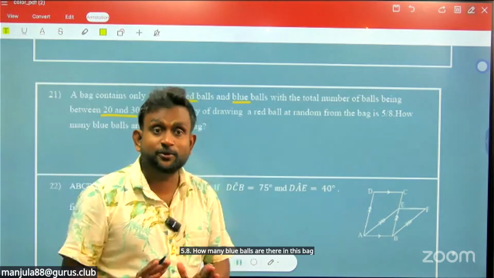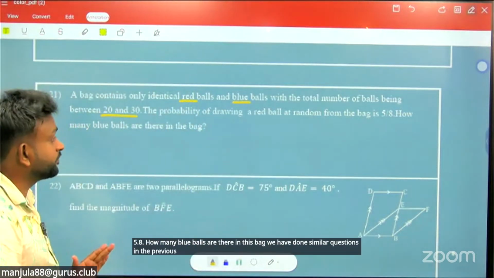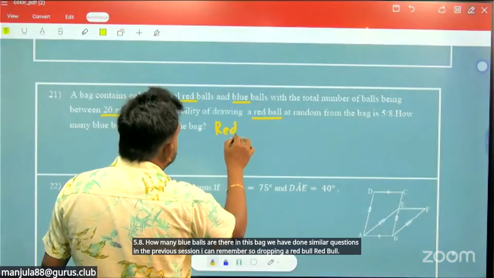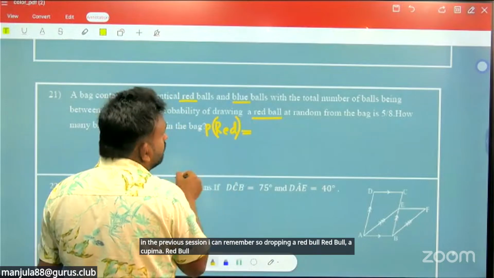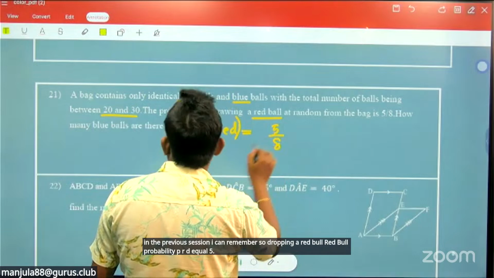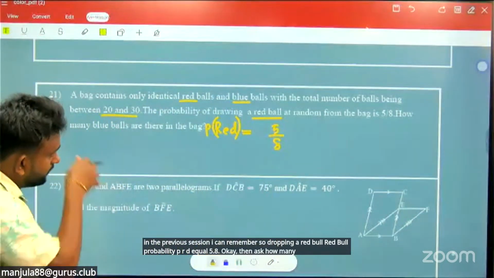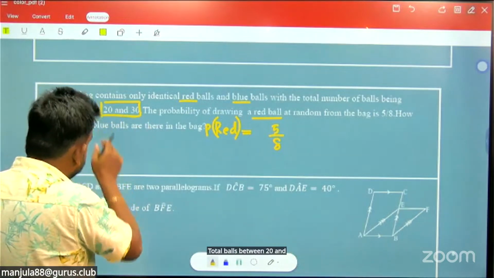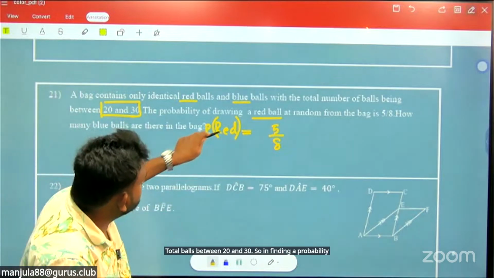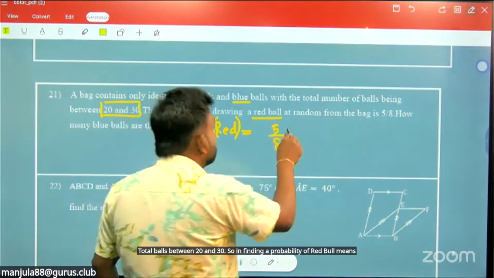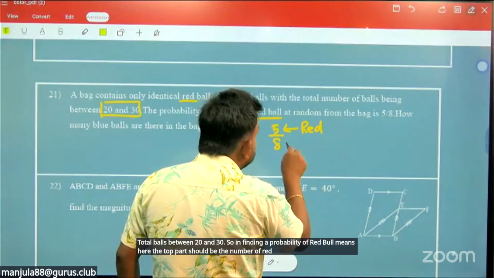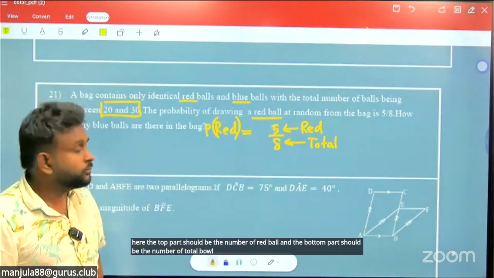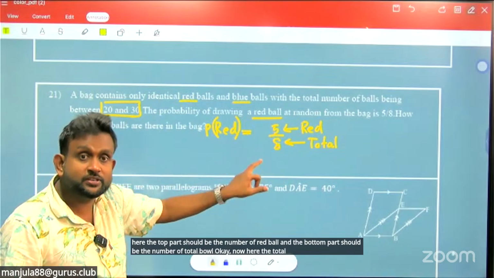We have done similar questions in the previous session, I can remember. So the probability of drawing a red ball, P(red) equals 5 upon 8. Then asking how many blue balls are there in the bag. Now the total balls are between 20 and 30. In finding the probability of a red ball, the top part should be the number of red balls and the bottom part should be the number of total balls. Now here the total ball seems as 8.